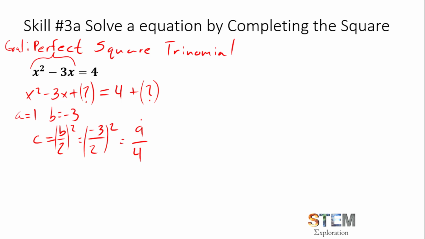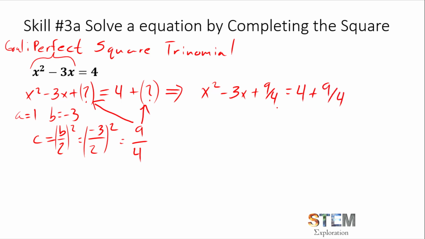So now we're going to plug 9 over 4 in here, and also over here, because the addition property of equality requires us to. What happens as a result is we get x squared minus 3x plus 9 over 4 equals 4 plus 9 over 4. So the perfect square trinomial that we were trying to get has now been accomplished. The format will always be x minus the b over 2 term, squared, which will be the binomial that's formed. But we'll want to write that in like what we actually have.